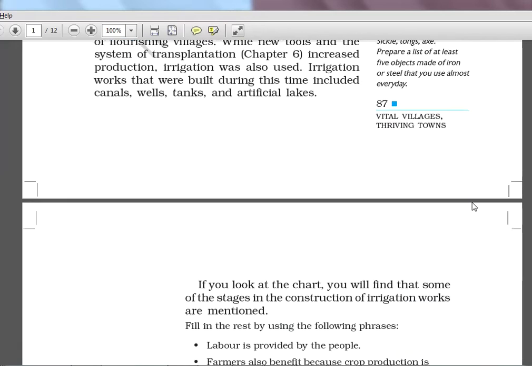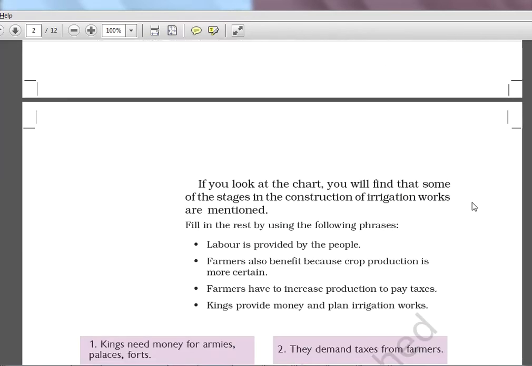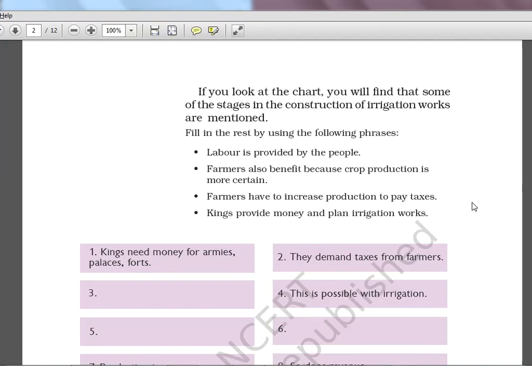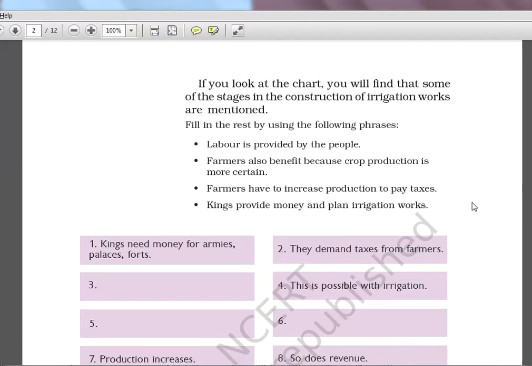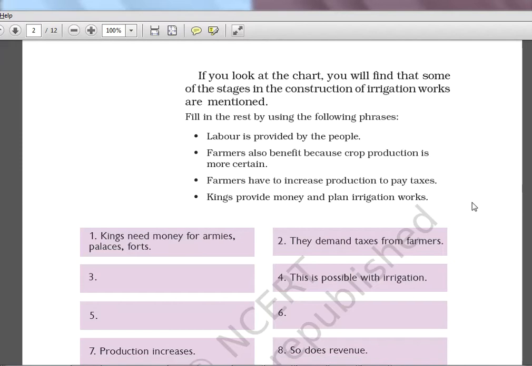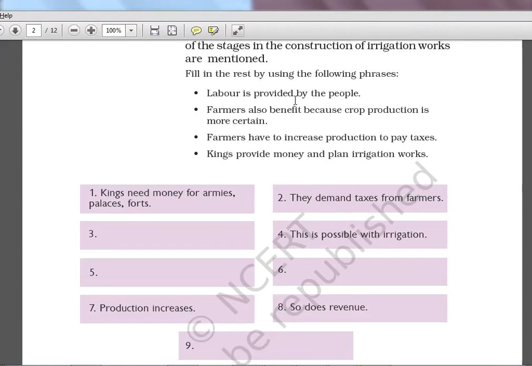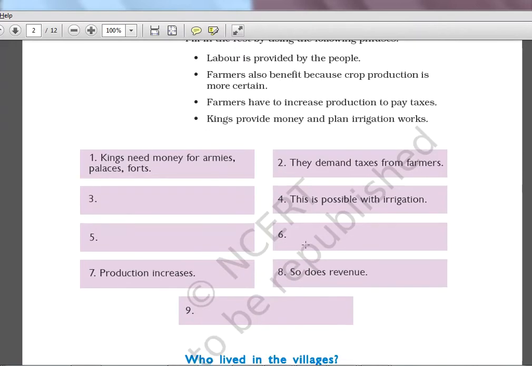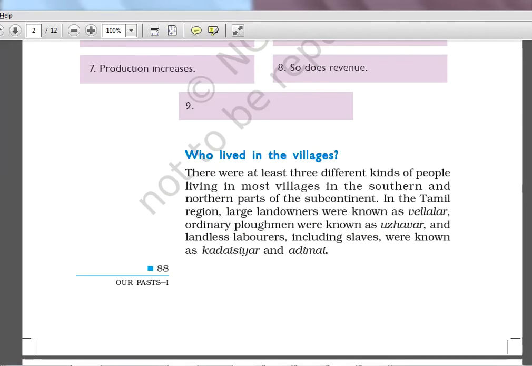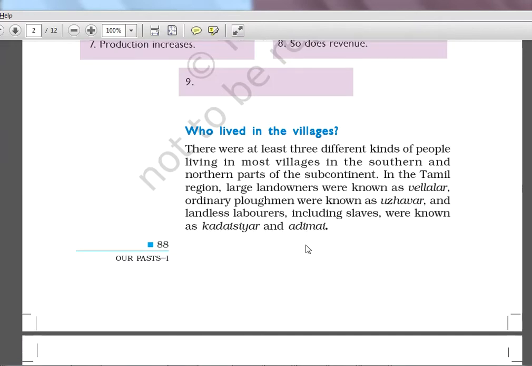Irrigation process. So, there are no factual things there. That's why I'm not reading. Whatever is needed for prelims, I'll read it out. And for mains, chances are very less that a question about the Iron Age civilization will come. Such a question is not going to come. So irrigation things are there, and here again labor is provided by the people. Farmers also benefit. They're just asking you to fill up these very simple things. Kings needed money for armies, so they will tax the farmers. Then the farmers will have to do more and more production. Then irrigation was improved, revenue will be improved. But finally, it was beneficial for both the farmer and the community and the kingdom. Okay, everyone has benefited because development is happening.